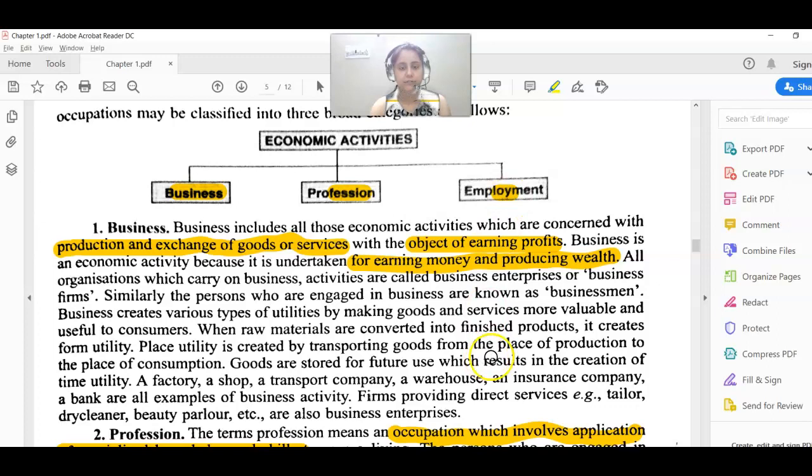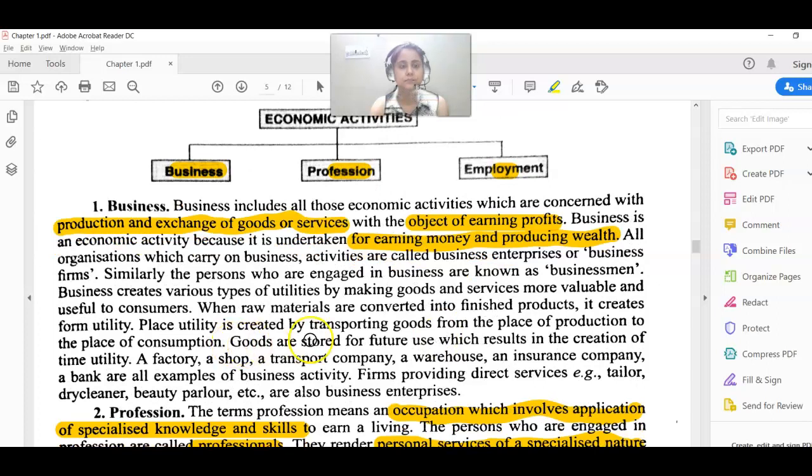Let me read this paragraph for you. And why am I doing this business? I am doing this business because I want to earn money. Profit is what I am expecting out of this activity. This is the first activity, business activity.